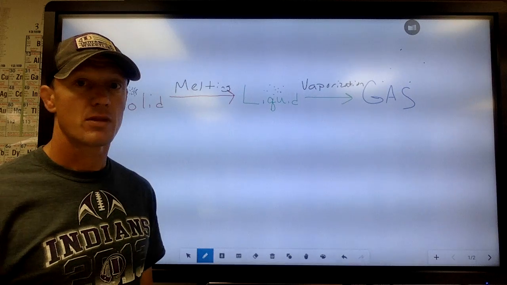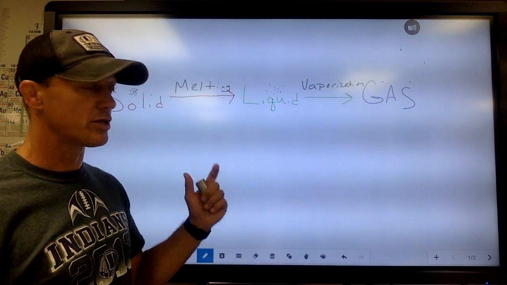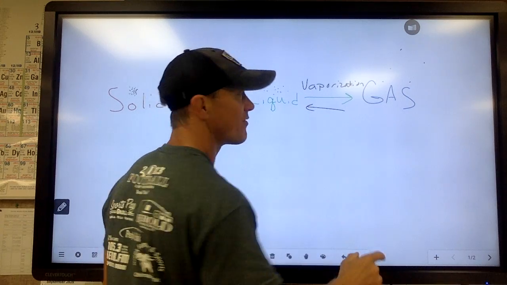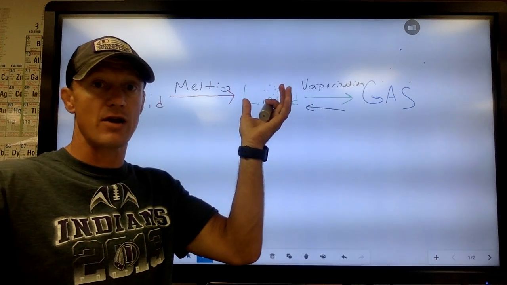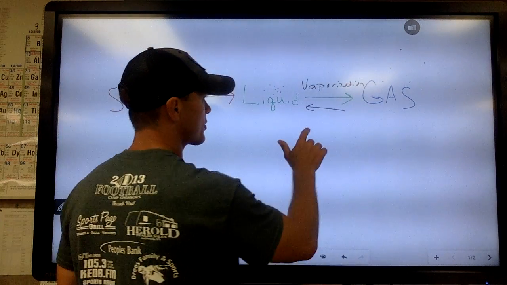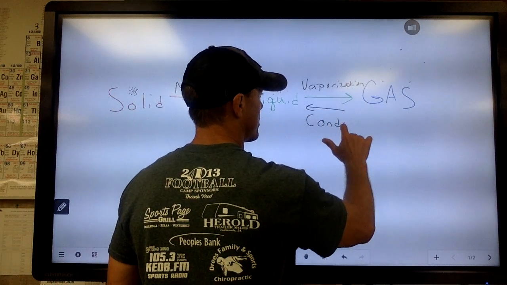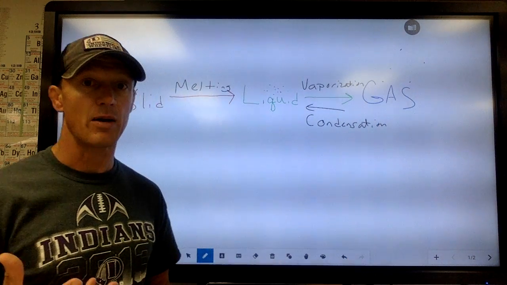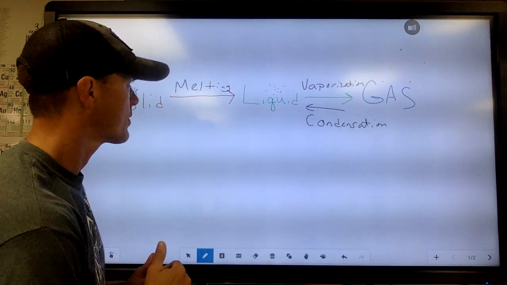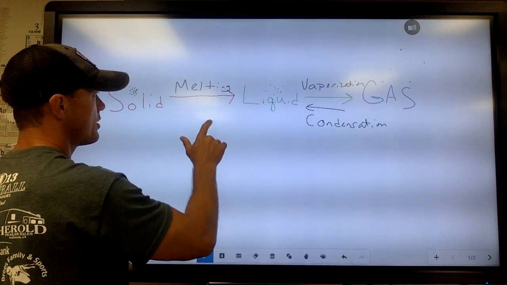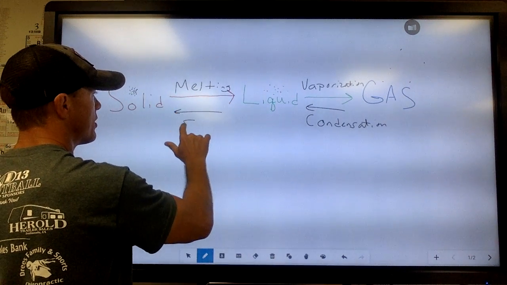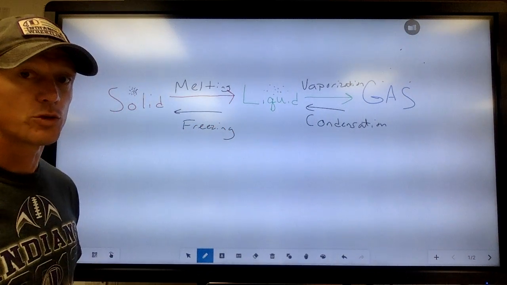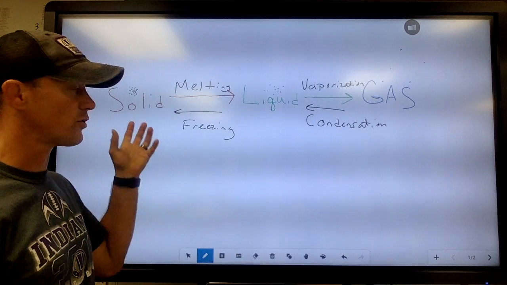Let's think about those processes going the opposite direction. So going from a gas back to a liquid. So we have gas in the air, we have water vapor in the air. It can turn into a liquid. That is called condensation. You get it on the outside of a cup if your cup is cold. And liquid back to a solid would be freezing. So as we're going this direction, the molecules are slowing down, getting closer together.